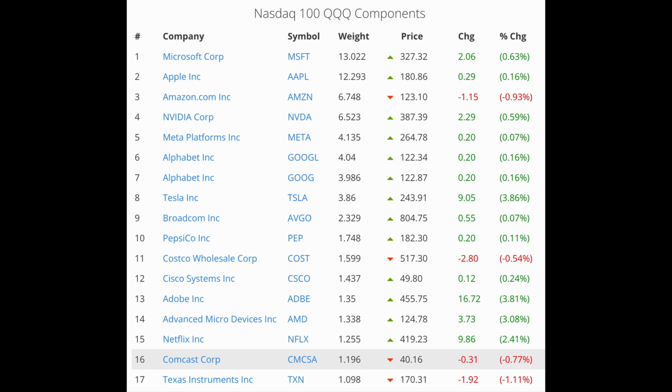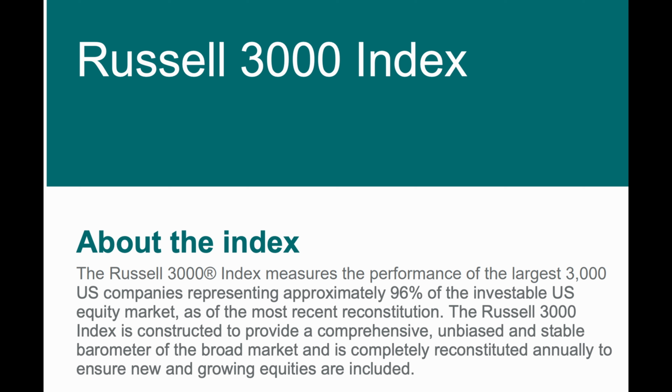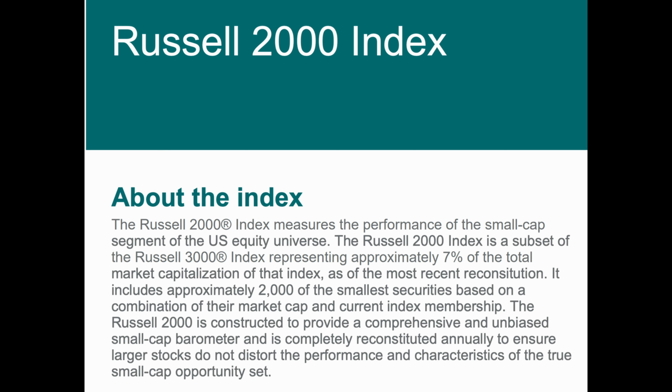Nasdaq 100 has 100 non-financial companies with more focus on the technology sector. Microsoft is 13% and Apple is 12% in Nasdaq 100 index. We have many other indexes in the US as well. Russell 3000 with the largest 3000 companies in the index. It can be a good proxy for total US market exposure. Russell 2000 is another index with the smallest 2000 companies from Russell 3000 index. It can be a proxy for US small cap.